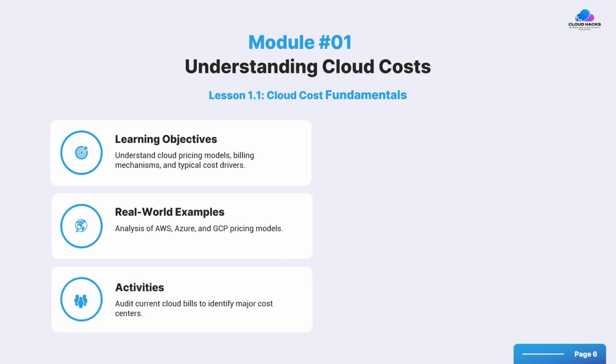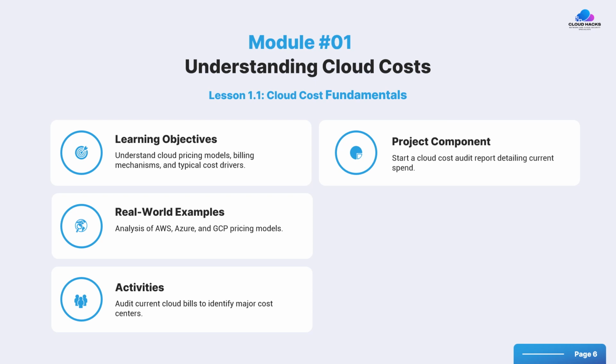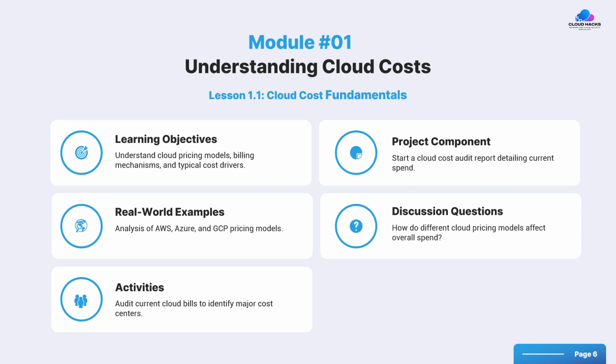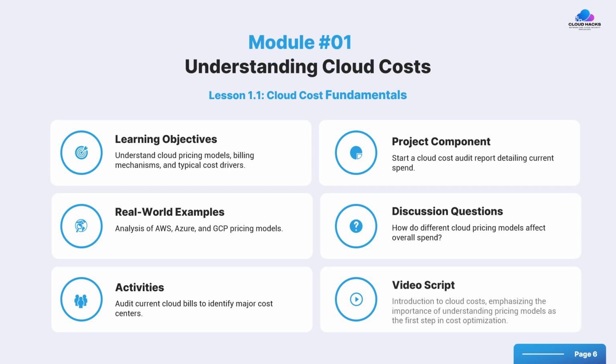Activities. Audit current cloud bills to identify major cost centers. Project component. Start a cloud cost audit report detailing current spend. Discussion questions. How do different cloud pricing models affect overall spend? Video script. Introduction to cloud costs, emphasizing the importance of understanding pricing models as the first step in cost optimization.